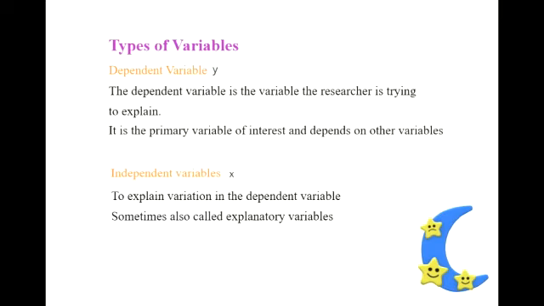It is the primary variable of interest and depends on other variables. In quantitative studies, the dependent variable has the notation y. Independent variables are hypothesized to explain variations in the dependent variable because they are thought to explain variations or changes in the dependent variable. Independent variables are sometimes also called explanatory variables. In quantitative studies, the independent variables have the notation x.